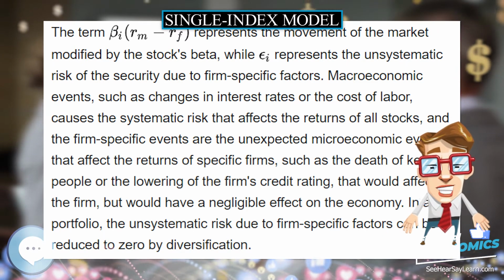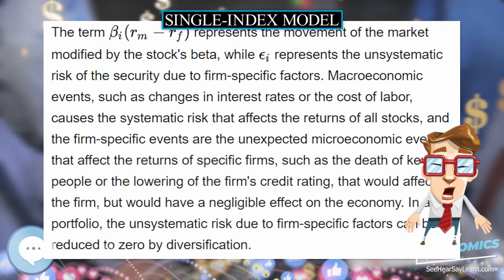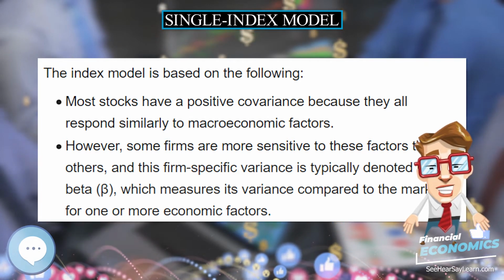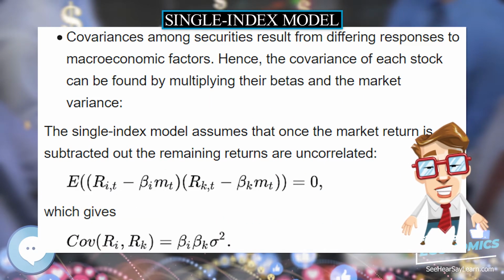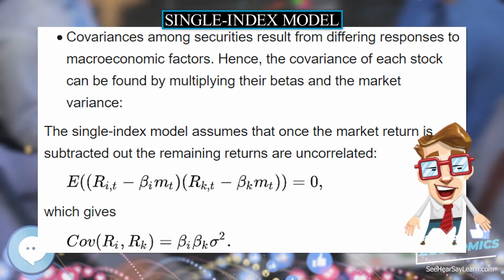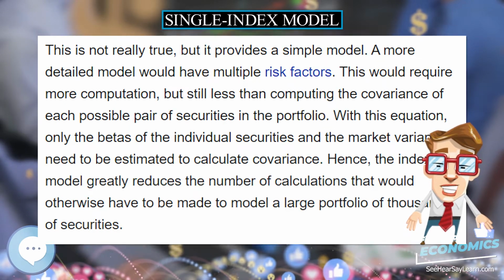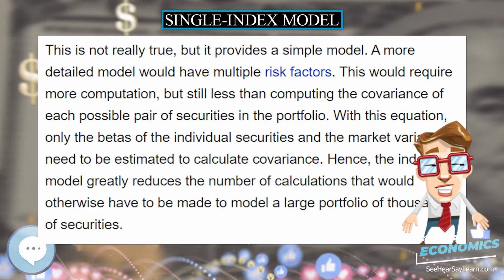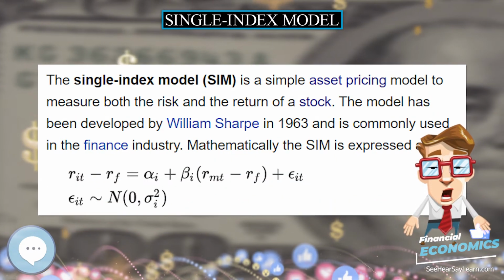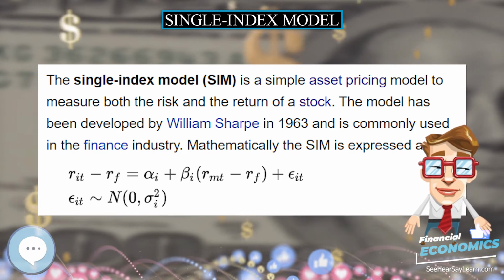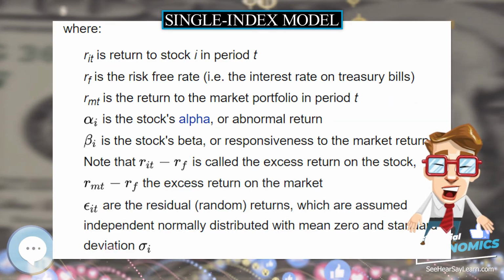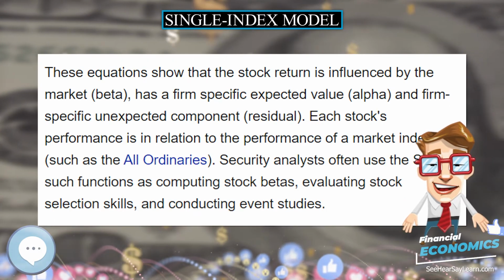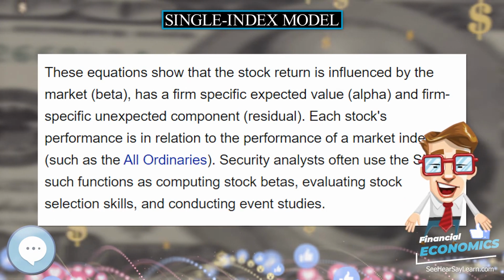Macroeconomic events, such as changes in interest rates or the cost of labor, cause the systematic risk that affects the returns of all stocks, and the firm-specific events are the unexpected microeconomic events that affect the returns of specific firms, such as the death of key people or the lowering of the firm's credit rating, that would affect the firm but would have a negligible effect on the economy. In a portfolio, the unsystematic risk due to firm-specific factors can be reduced to zero by diversification.